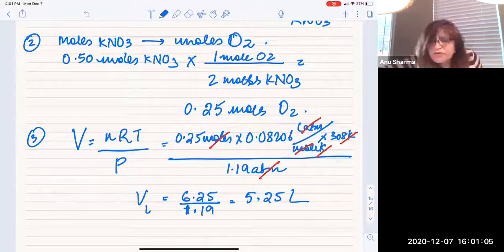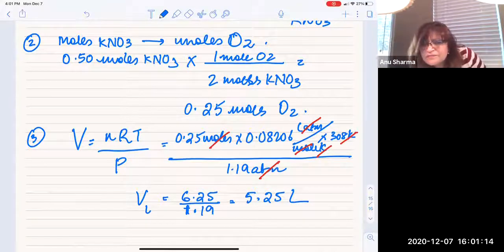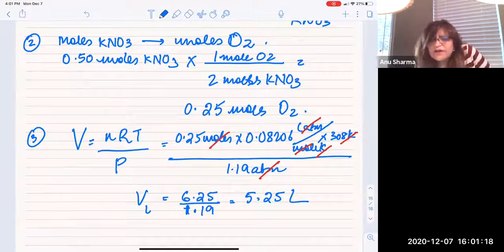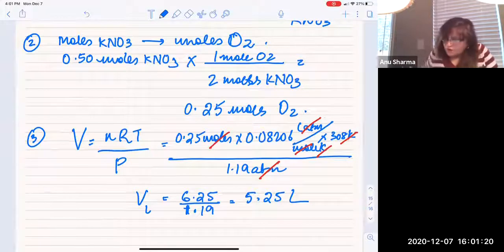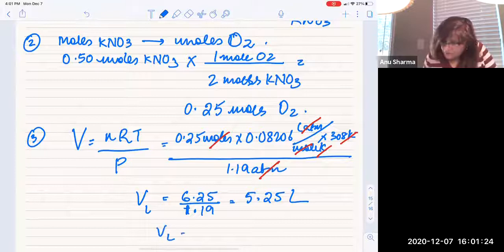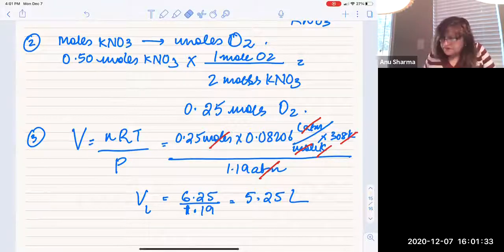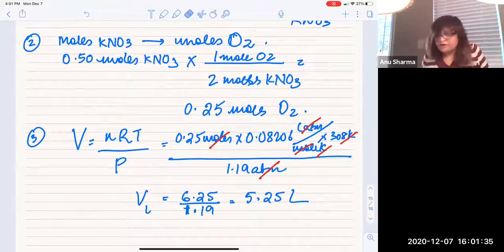Did everyone get this? 5.309? Yeah, I did. Okay, 5.309. That's fine, because I was kind of rounding up. So the volume for 0.39 liters is 5.25 or 5.309, whatever you get, that is also okay.